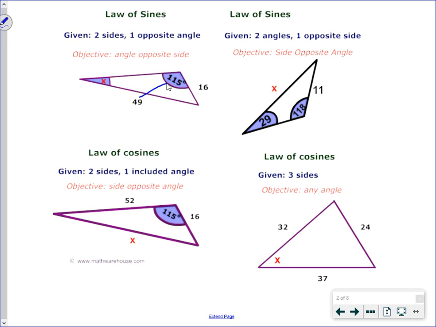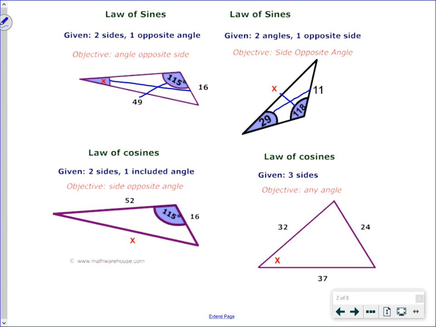And then in order to find the other angle or the other side, we have to again have opposites. In the second situation for law of sines, we could have two angles and one opposite side. So if we have angle 29 degrees, the opposite side is 11. We want to be looking for something that's opposite. So opposite of 118 is the side x that we're looking for.